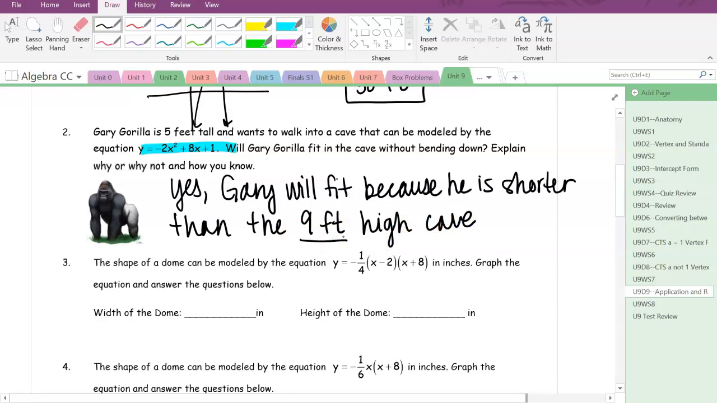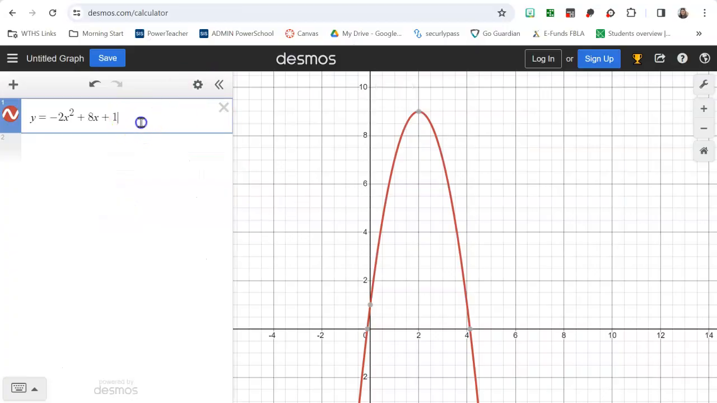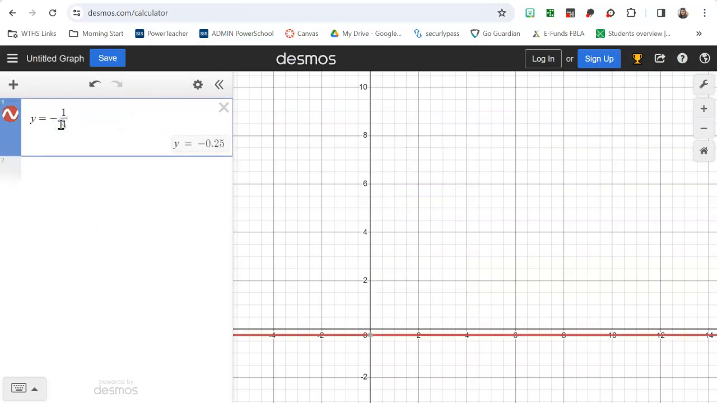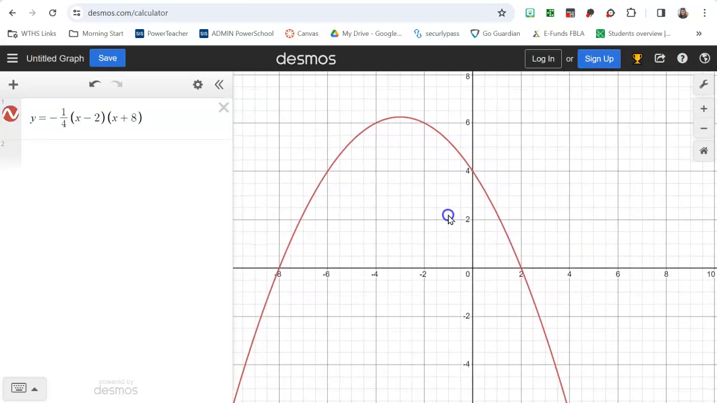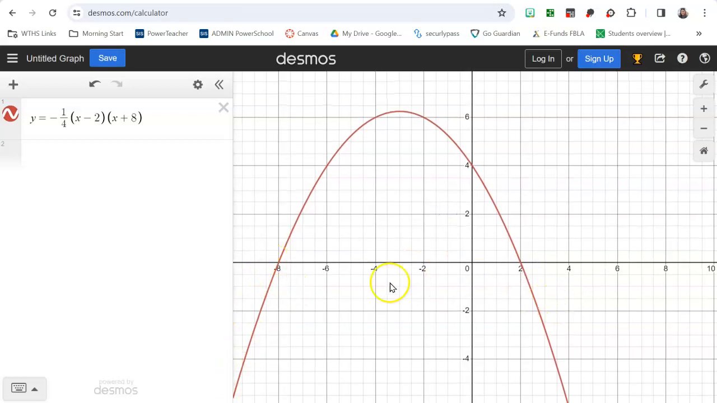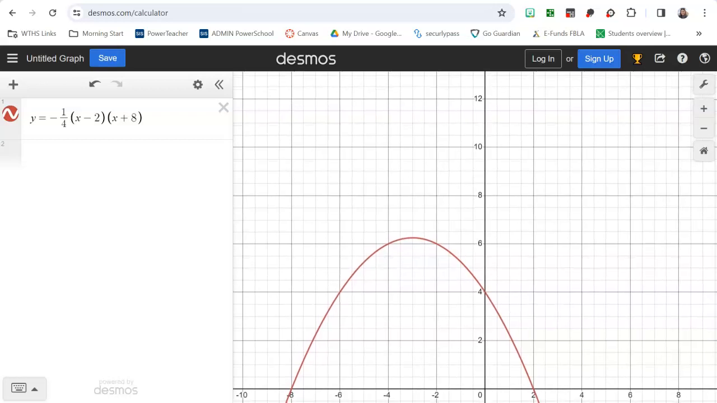All right, next, the shape of a dome can be modeled by this equation. Graph the equation, answer the questions below. We're looking for both the width and the height. Height we've already done for the last two questions, so that shouldn't be too difficult, but width is a little different. All right, so this is a dome. Picture some sort of dome that is on the ground. Now, our picture is going to continue into the negatives, but what I would like you to do is just pretend that we are stopping at the x-axis here.